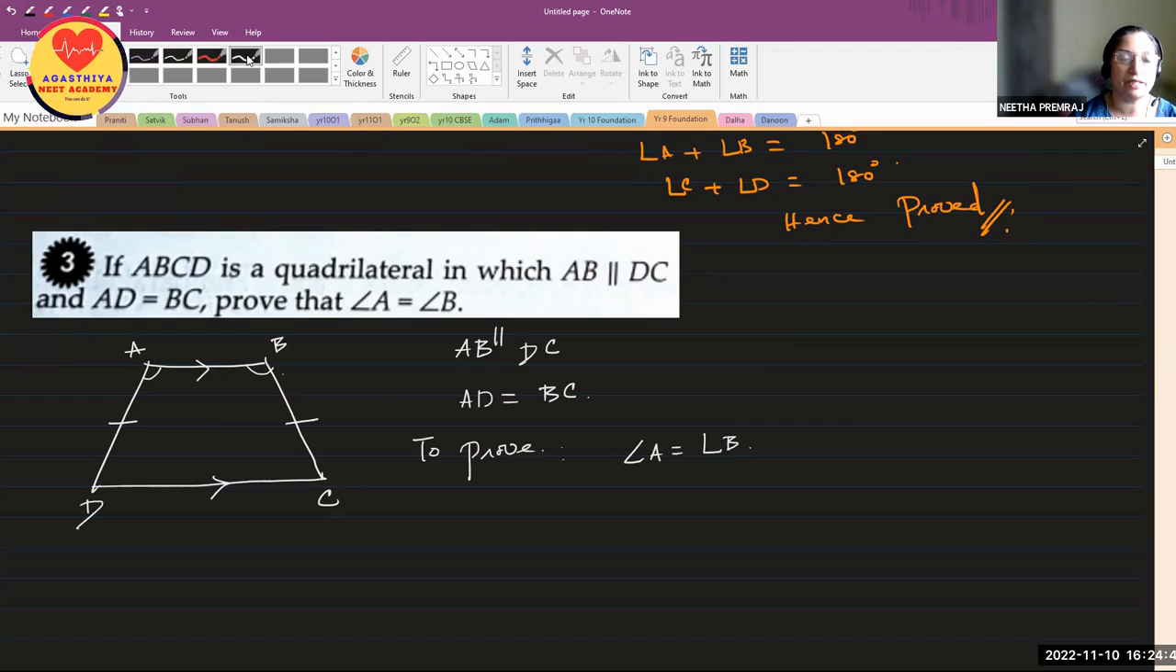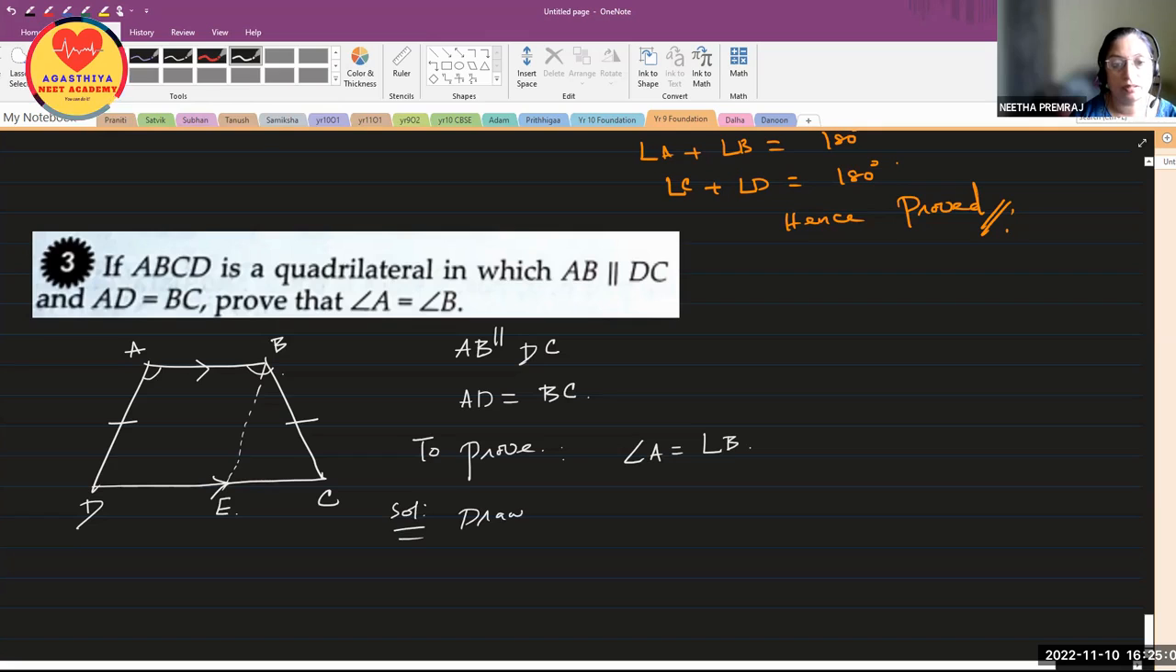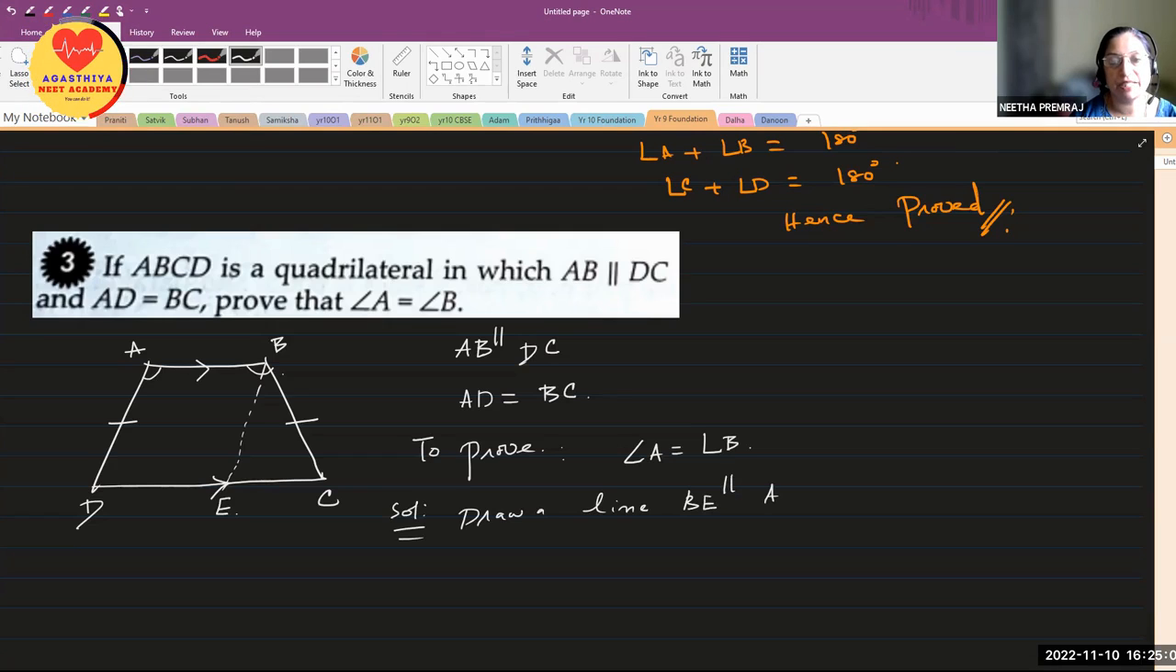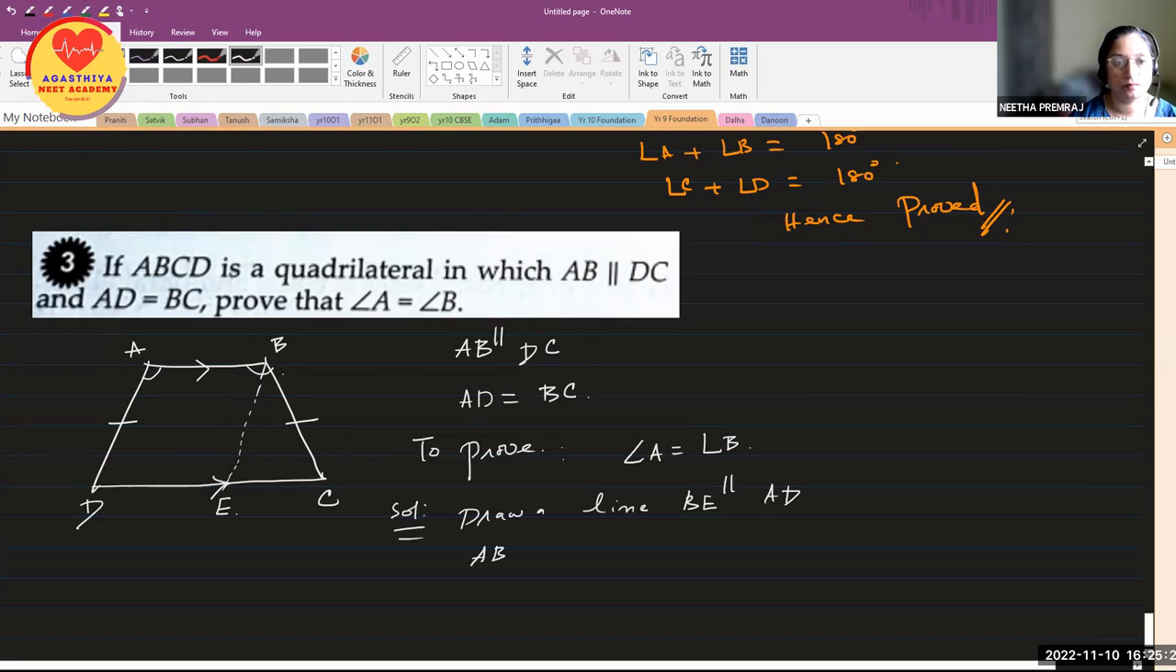So how do I make it? I draw a line which is parallel to AD. I name it as BE. So what am I doing? Draw a line BE which is parallel to AD. So what happens? ABED becomes a parallelogram, correct? Yes? Okay. Then it is a parallelogram.